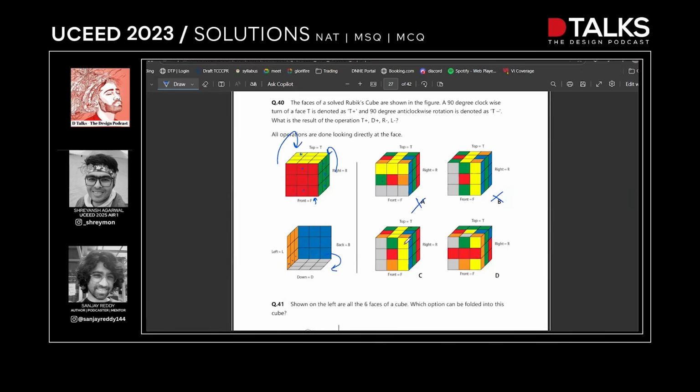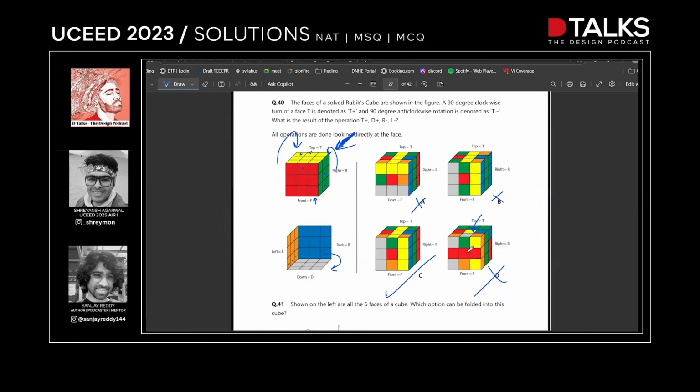Option C can be an answer. Option D can be an answer. But in option D, you see there's a green over here too, and there's just no way we get a green here because we never rotated that. We never rotated the back face to get green on the top, right? So D is also wrong because of this particular block. So the answer is C.